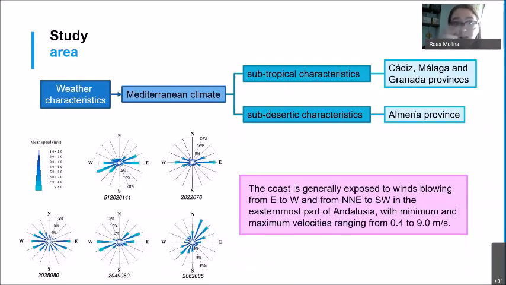Regarding the weather characteristics, the area has a Mediterranean climate with subtropical characteristics in Cadiz, Malaga, and Granada provinces, and subdesertic characteristics in Almeria province. The coast is generally exposed to winds blowing from east to west and from northeast to southwest in the eastern part of Andalusia, with minimum and maximum velocities ranging from 0.4 to 9 meters per second.